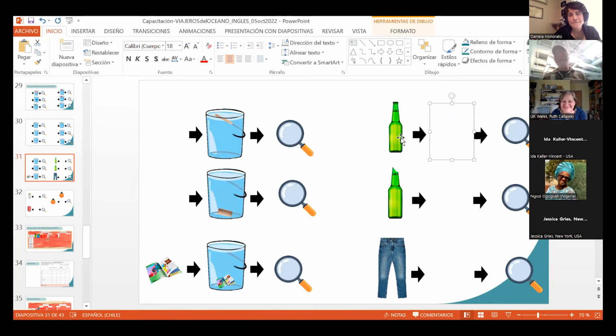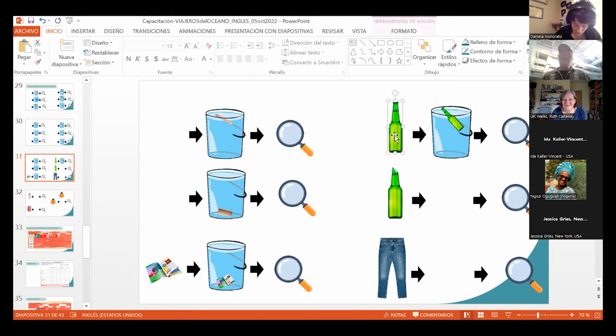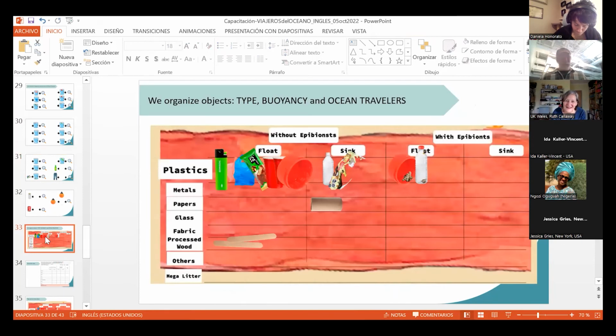It's early in the morning, but for some of you maybe it's already time for a beer. I don't know. But does it float? Yes or no? If we don't know, only one way to find out. No epibionts, so we move it here to the glass, and it did float. We move it so that it fits in and can be easily counted.